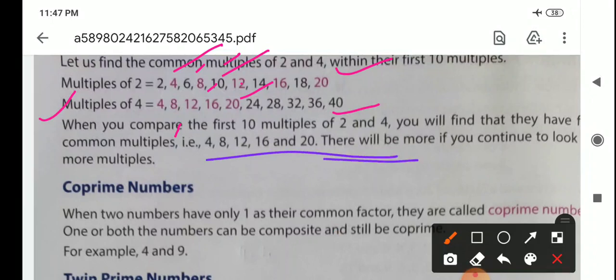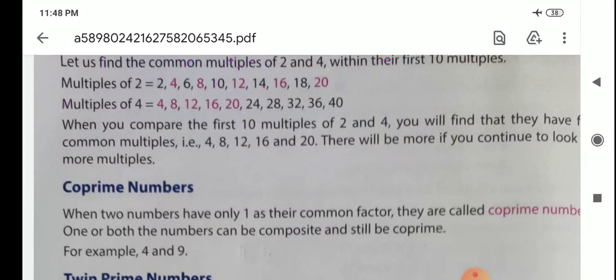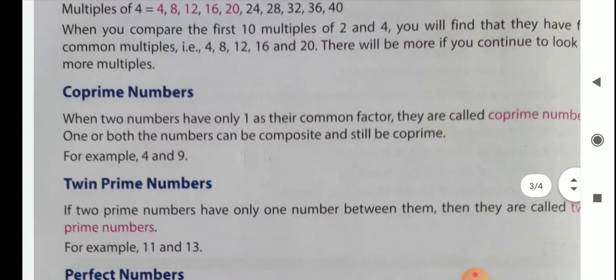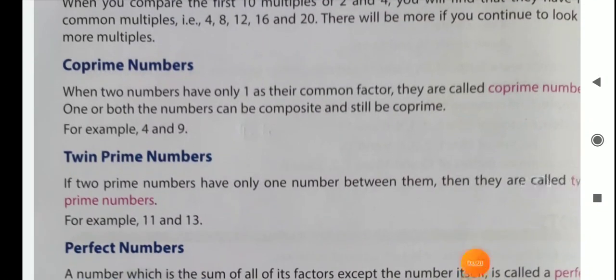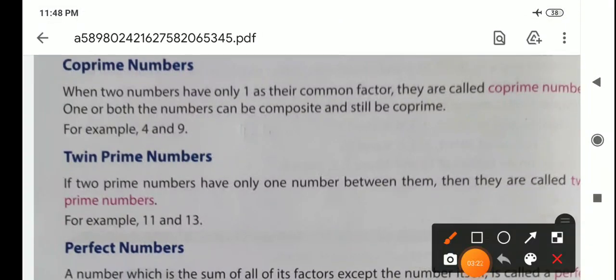Then co-prime numbers. When two numbers have only 1 as their common factor, they are called co-prime numbers. One or both of the numbers can be composite and still be co-prime. So what are co-prime numbers? For example, you see 4 and 9. Their common factor is only 1.